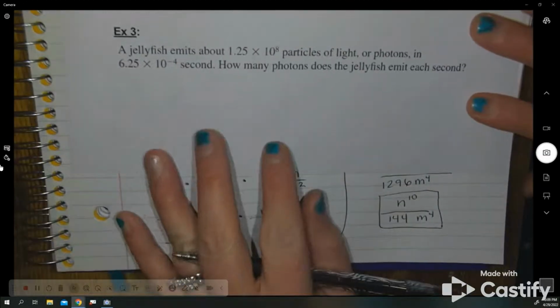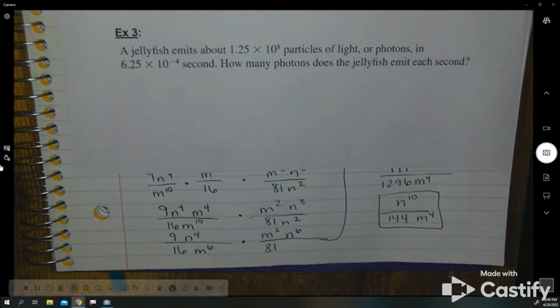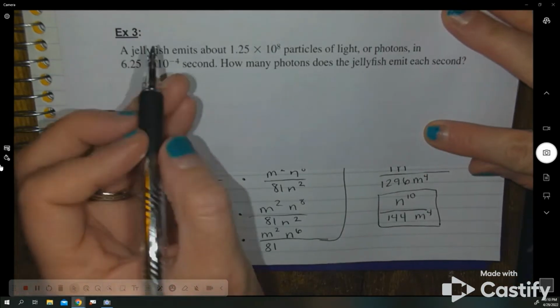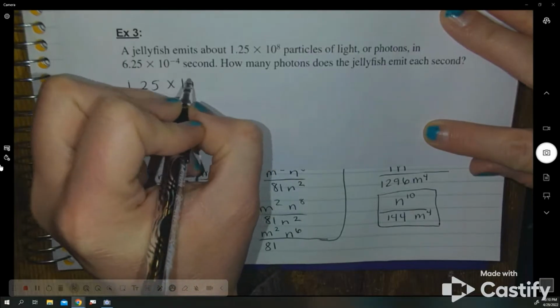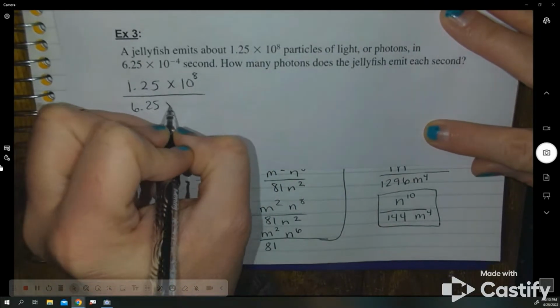Now for our last example, example 3. A jellyfish emits about 1.25 times 10 to the 8th particles of light or photons in 6.25 times 10 to the negative 4 seconds. How many photons does a jellyfish emit each second? So we're talking about scientific notation here. I'm trying to divide these particles by these seconds. So I have 1.25 times 10 to the 8th over 6.25 times 10 to the negative 4.